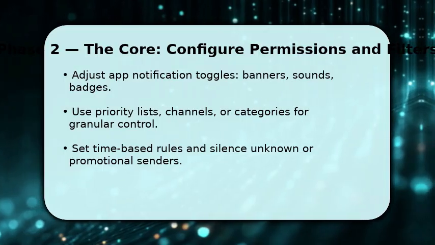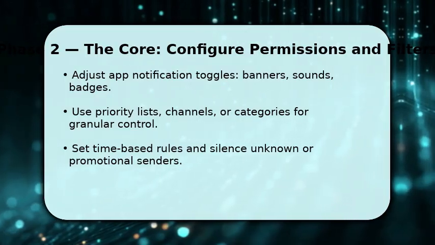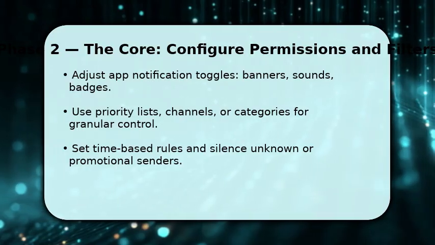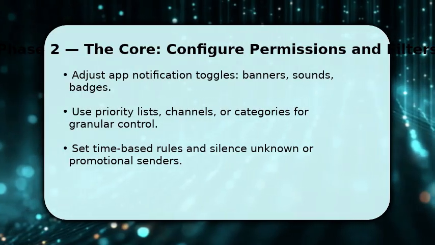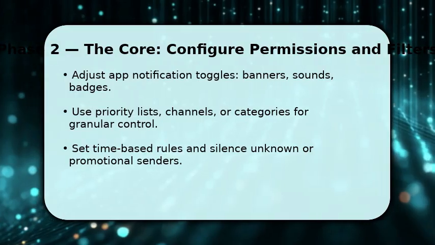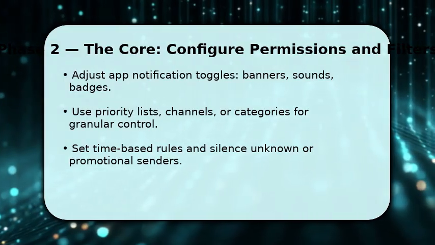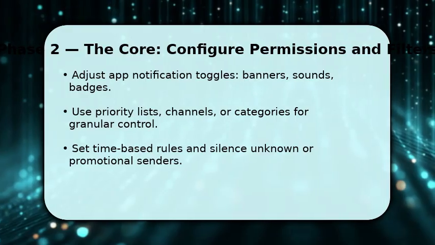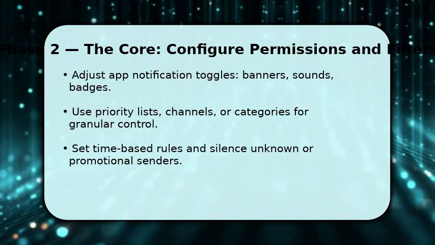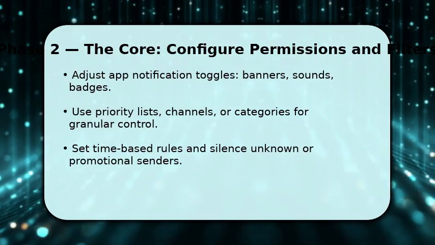On iPhone, use app notification categories. This gives you granular control, so you silence promos but keep critical alerts. Once done, create priority lists or allow only contacts and set scheduled quiet hours. Also, filter unknown senders and promotional tags, so your inbox.